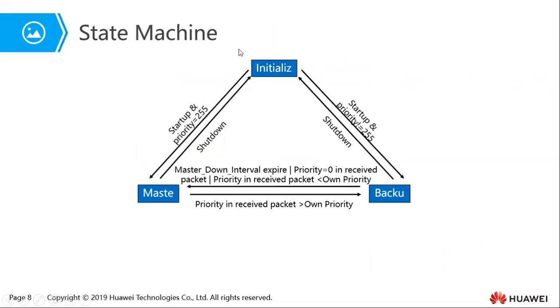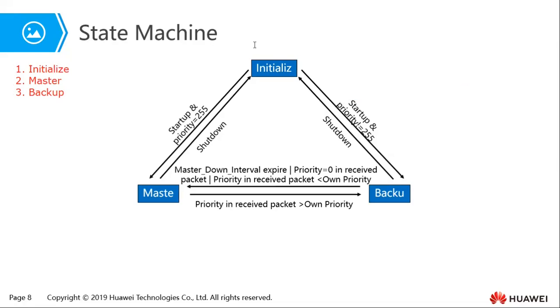The VRRP state machine is simple, and it's important that you understand it. In VRRP, we have only 3 states. The first one is initialize. The second one is master. And lastly, we have backup.